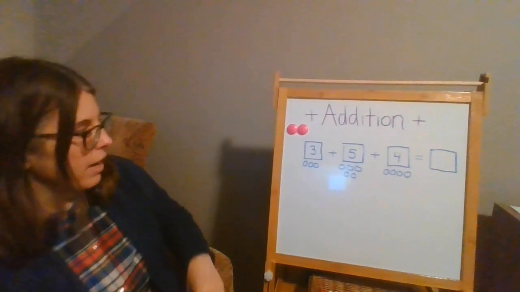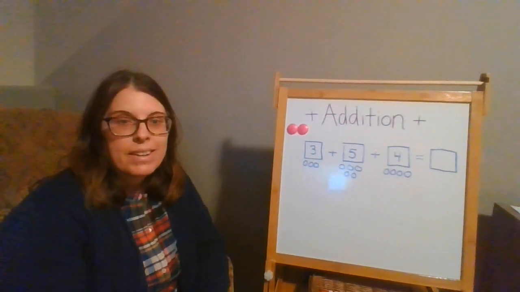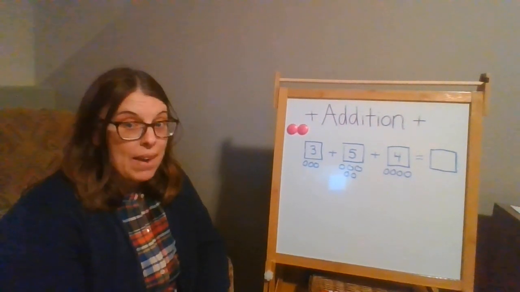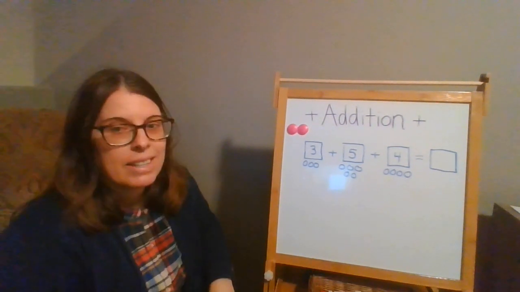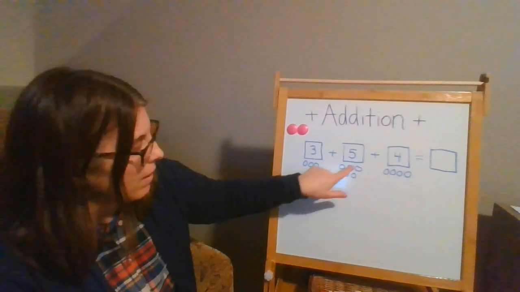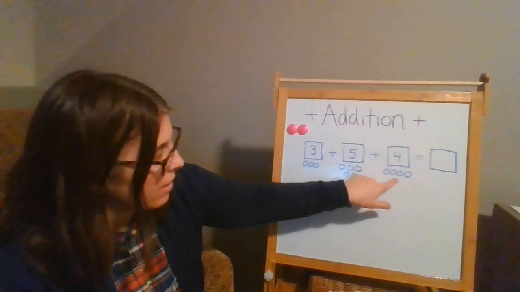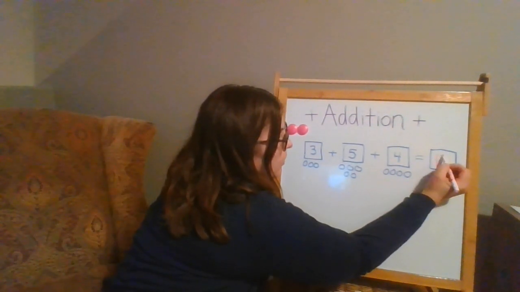Okay, this would say 3 plus 5 plus 4 equals. So let's figure that out. How can we figure out how many that is? Yeah, we can count. 1, 2, 3, 4, 5, 6, 7, 8, 9, 10, 11, 12. 3 plus 5 plus 4 equals 12.